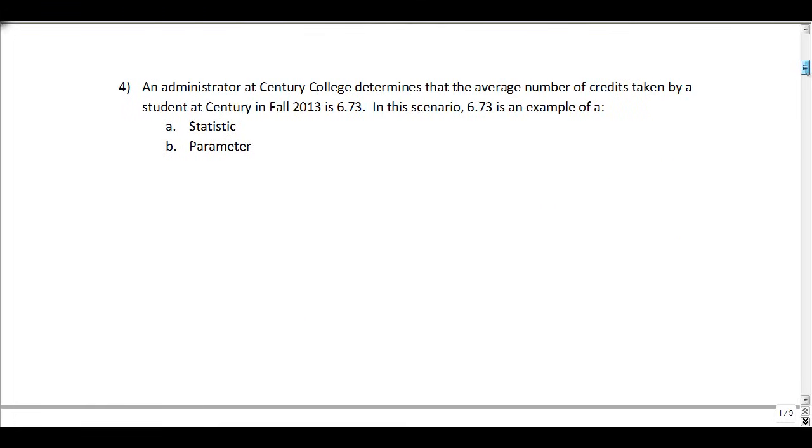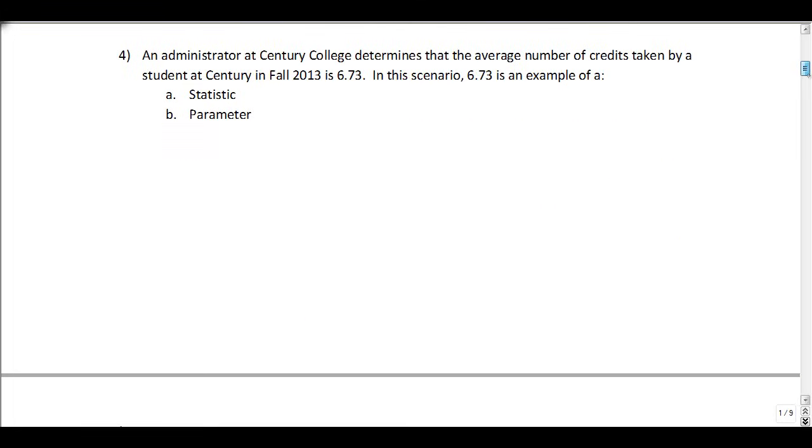Number 4. An administrator at Century College determines that the average number of credits taken by a student at Century in fall 2013 is 6.73. In this scenario, 6.73 is an example of A. Well, it really depends on how this was calculated. So did we take all of the students at the college or just some of the students at the college?